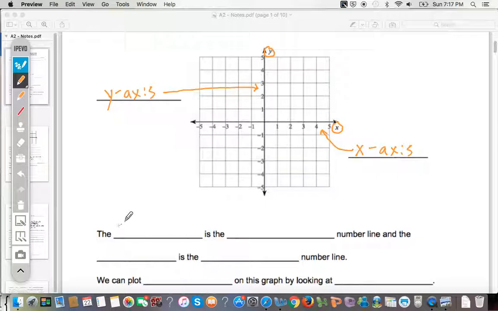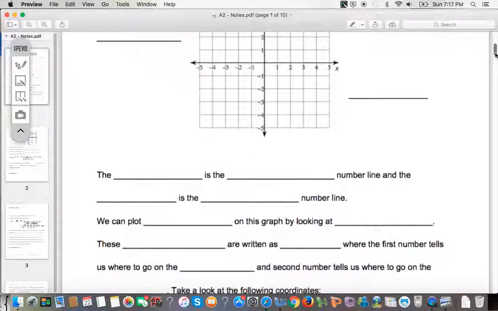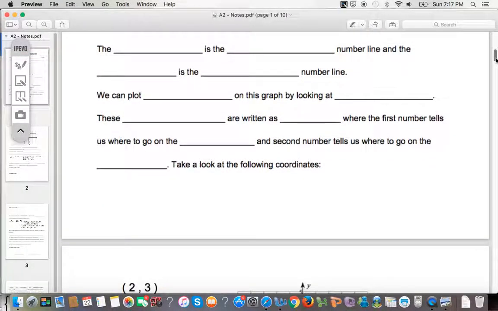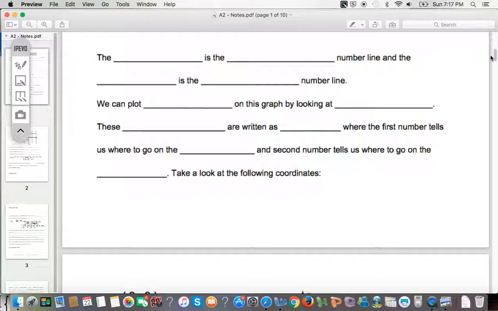Okay, so the x-axis is the horizontal number line, and the y-axis is the vertical number line. Okay, pause the video if you need more time.